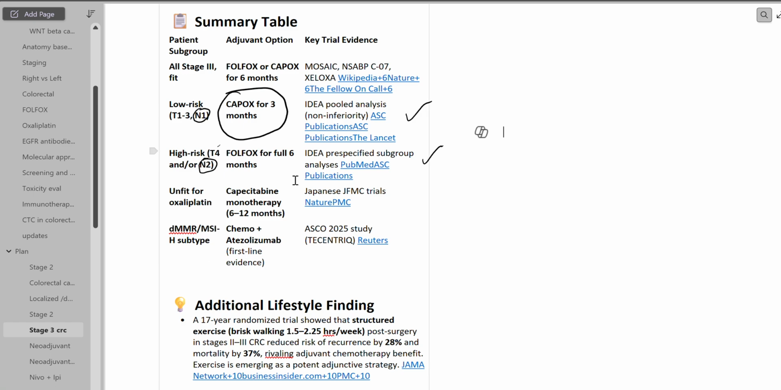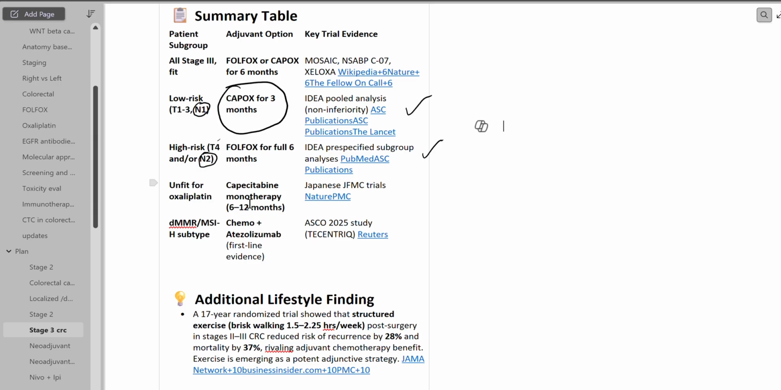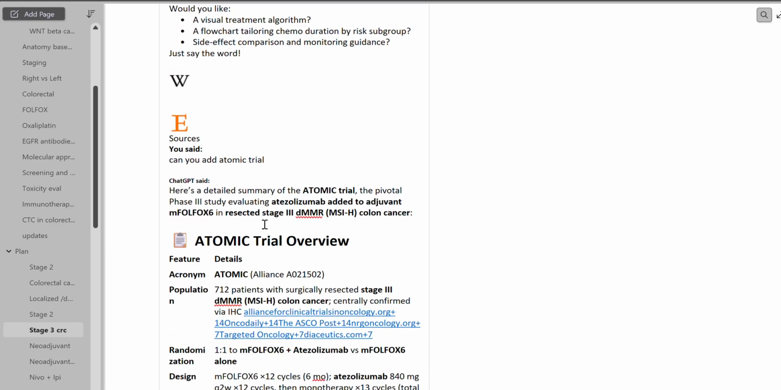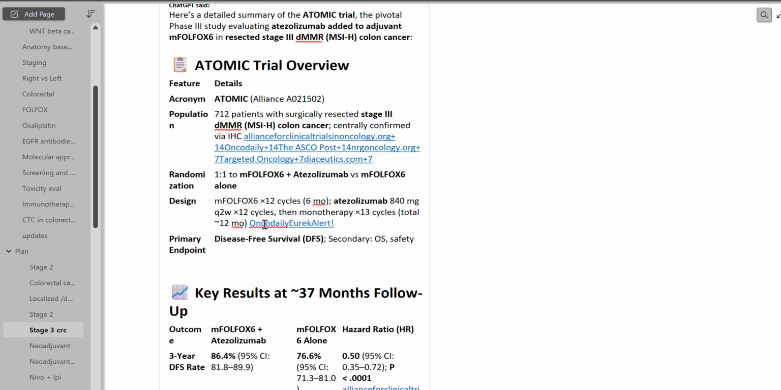If it's high risk, we're talking of FOLFOX for 6 months. And if the patient's unfit for oxaliplatin, then we will give capecitabine monotherapy. Obviously, if there's deficient MMR, you do the same regimen with atezolizumab, like with any immunotherapy. So that was in stage 3.